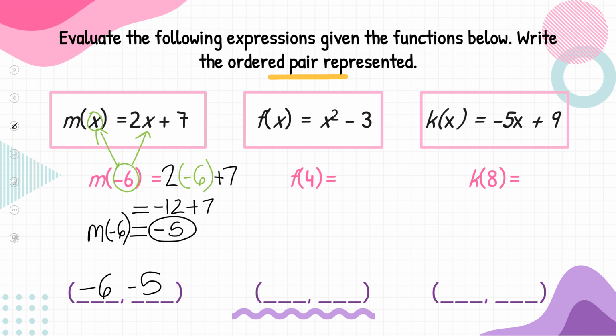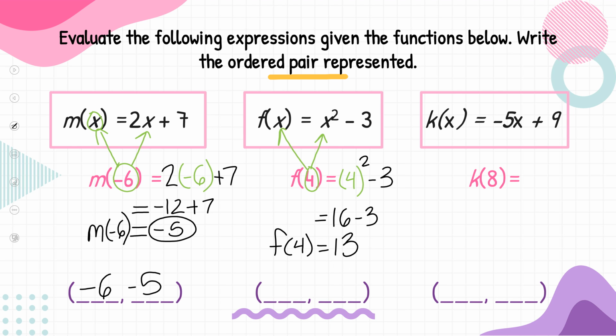Let's look at when our function of x equals x squared minus 3, and we're told to evaluate it when our input value is 4. That means when our x value is 4, so anywhere we see an x, we're going to plug in the value 4. So now I've got 4 squared minus 3. Well, I know that 4 squared is 16.